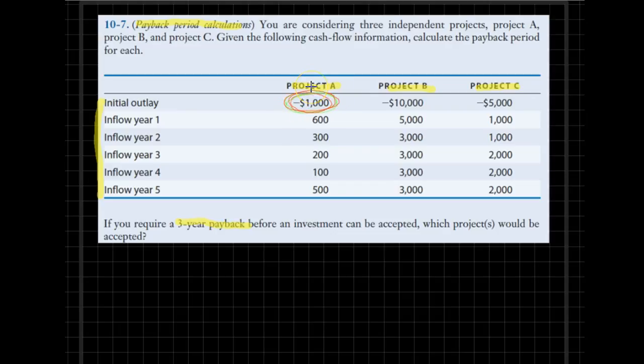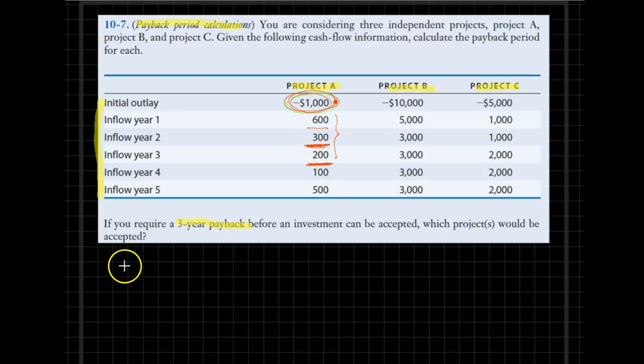The first project requires a $1,000 investment, and we are to figure out how long it will take us to recover that initial investment. Would 1 year be sufficient to recover our initial $1,000 spending? No, it won't. How about 2 years? 600 plus 300 is 900, still short of our initial amount. How about 3 years? We realize that the total recovered in 3 years is 1,100, more than our initial investment. Therefore, we need to stop on this line, and what we say is 2 years is not sufficient, but 3 years is more than sufficient.